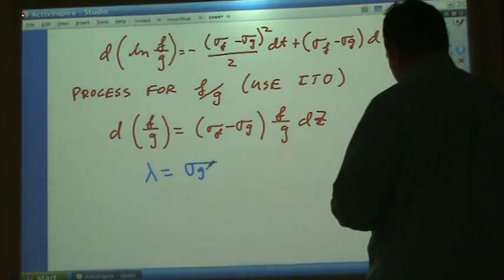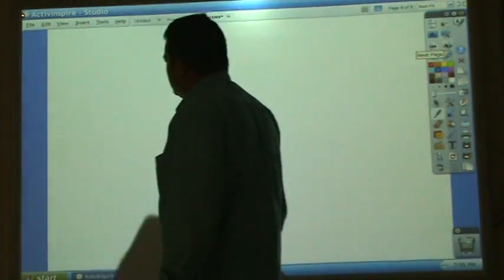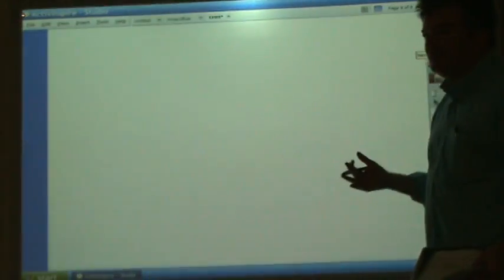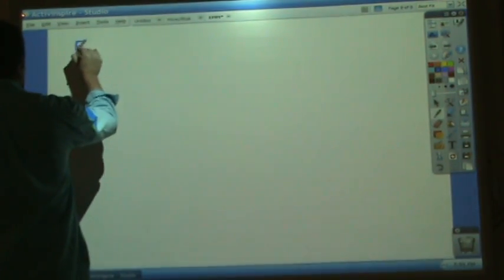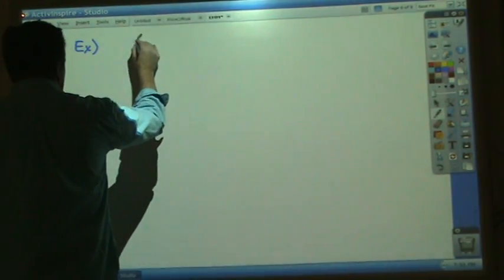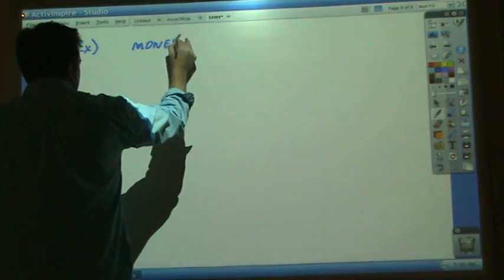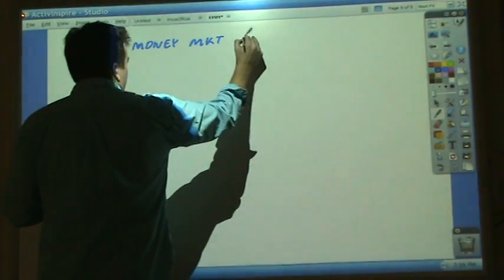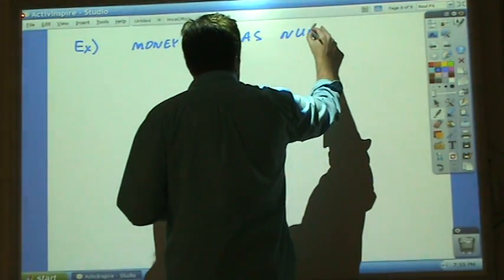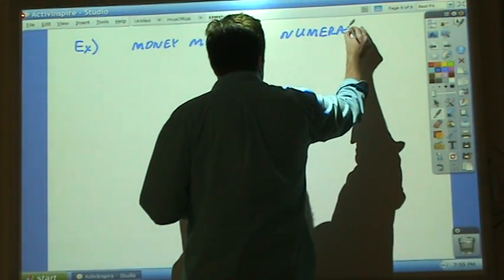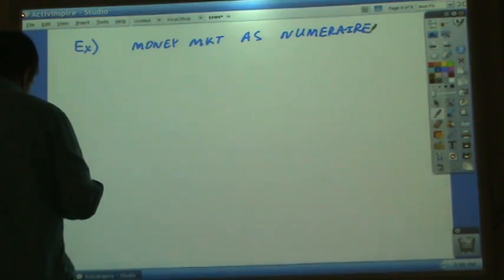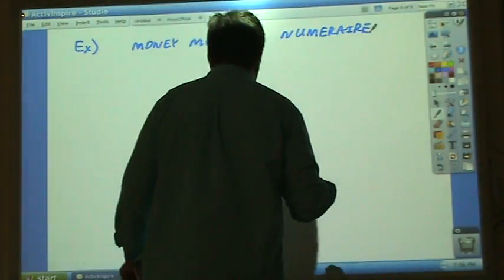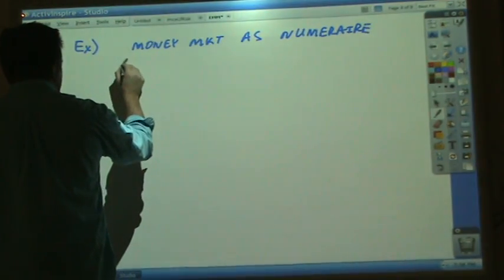Now suppose, for example, we decided we wanted to use... we can actually now use anything as the numeraire, as the denominator to set up this ratio. Suppose we decided to use, as an example, the money market as the numeraire.